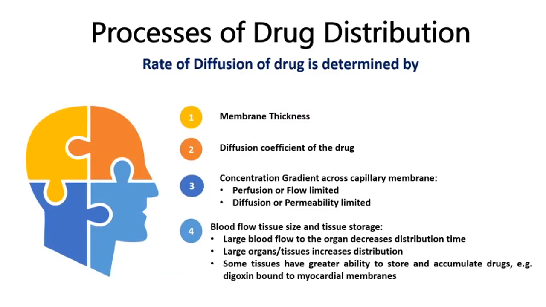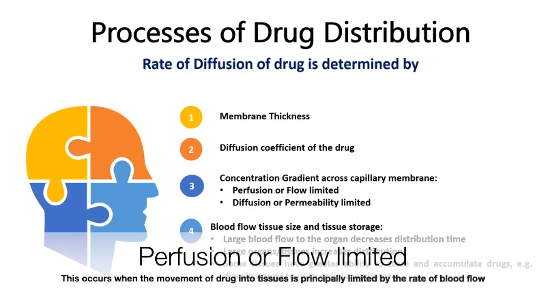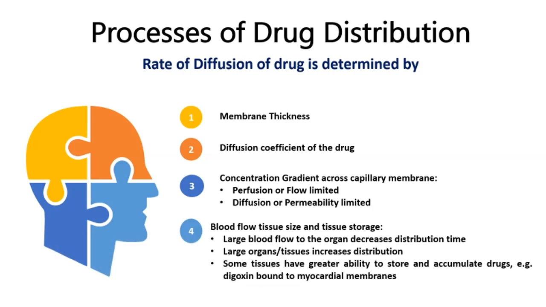If diffusion is rapid across the membrane, such that the blood flow is the rate limiting step, then distribution is known as perfusion or flow limited, right? So if I can't get a lot of blood out because there's something wrong with my heart, say I have congestive heart failure, it means I'm going to have impaired blood flow, which will reduce the cardiac output and therefore affect renal clearance, right?